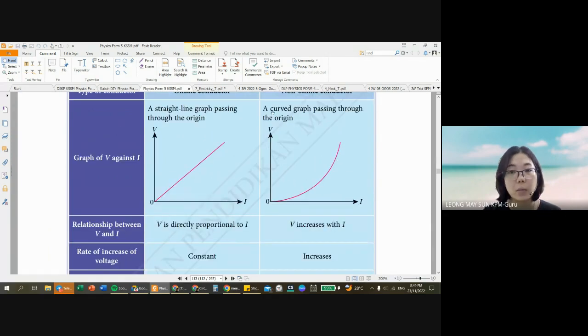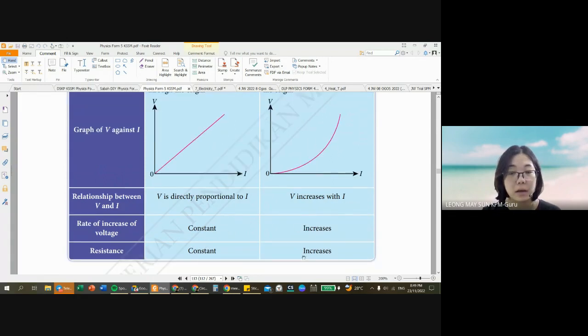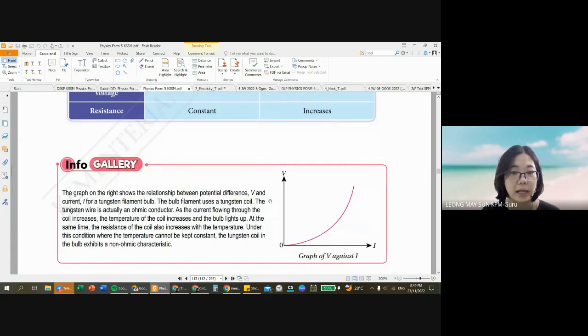For a non-ohmic conductor, we would see a curved positive graph, whereby the potential difference increases with I. Why? Because the resistance increases. Okay, the rate of increase of voltage increases, but not constantly. So what actually happened? That's what we have in the info gallery underneath that.